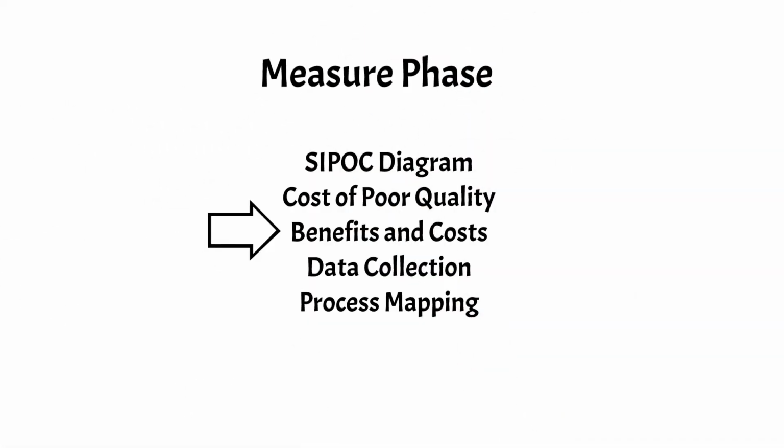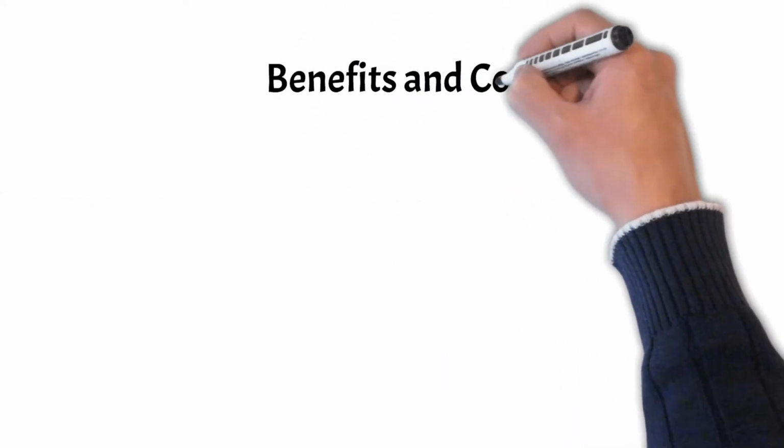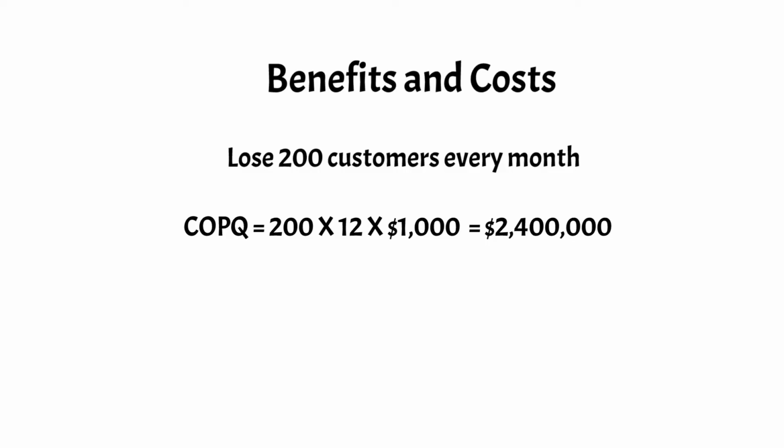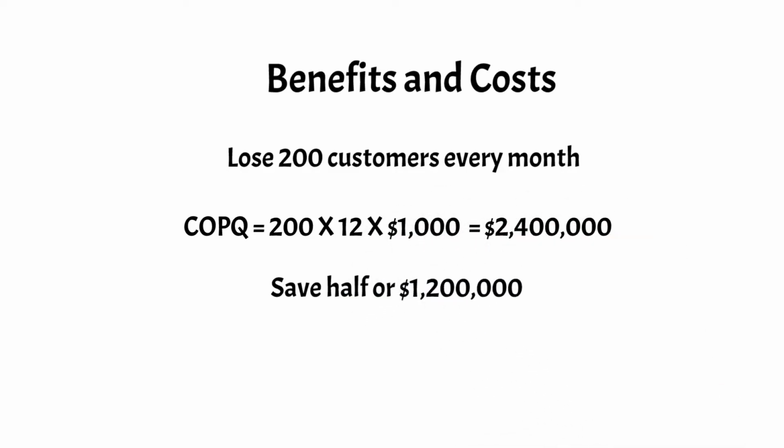Benefits and costs. Projects need to be justified by delivering benefits in excess of their costs. Here we could estimate the benefits when poor quality is reduced. If Travis loses 200 customers every month due to poor customer service, and this leads to a loss of $1,000 in profit per lessee per year, cost of poor quality equals 200 times 12 times 1,000, or $2,400,000 in lost profit per year. We might assume that at least half of this amount could be saved by addressing customer satisfaction, or $1,200,000 per year. Therefore, this would be considered a benefit generated by the project.